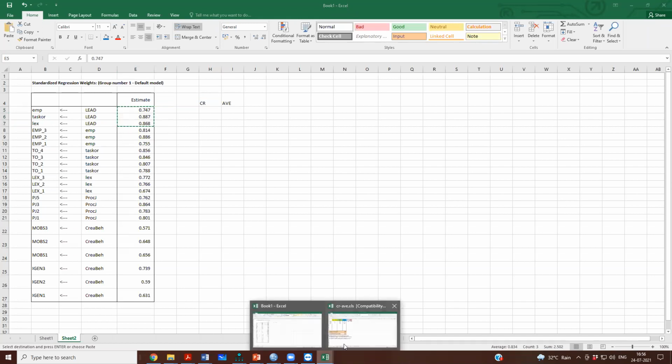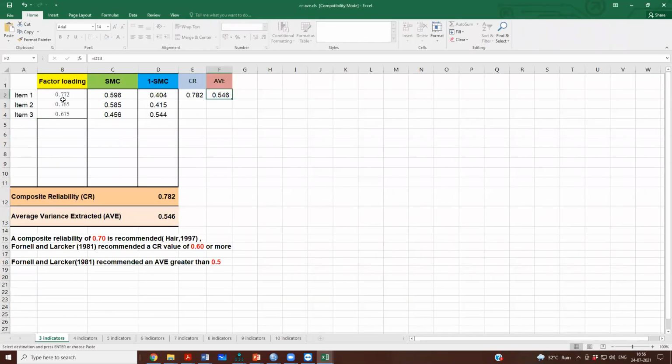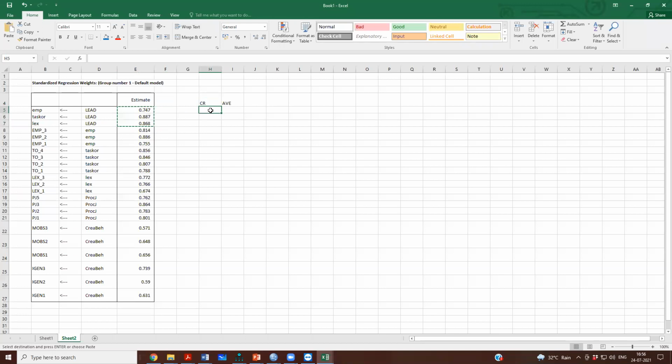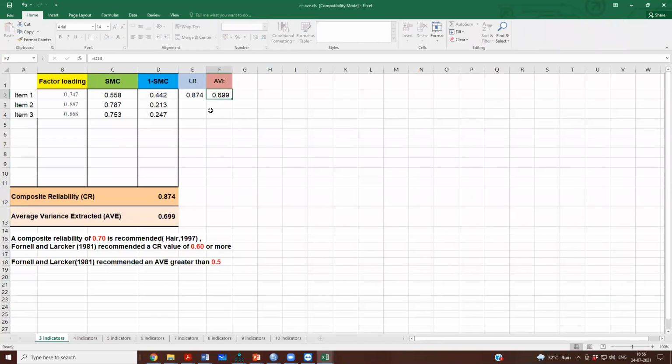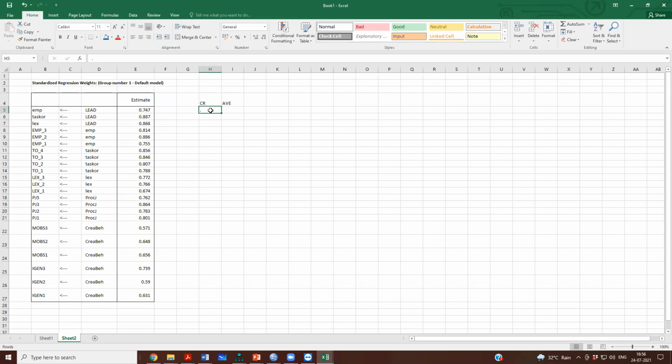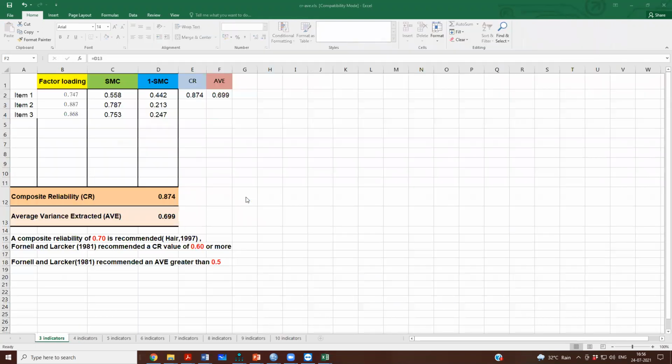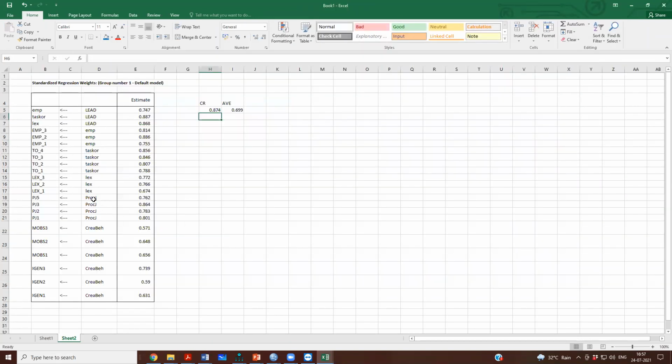Okay, we can go to that Excel file that we were looking at, and we will copy them here. So our CR becomes 0.874 and AVE is 0.699. So we will write it here, 0.874 and 0.699. This is the AVE for the second order factor leadership, right? Then we go to procedural justice.